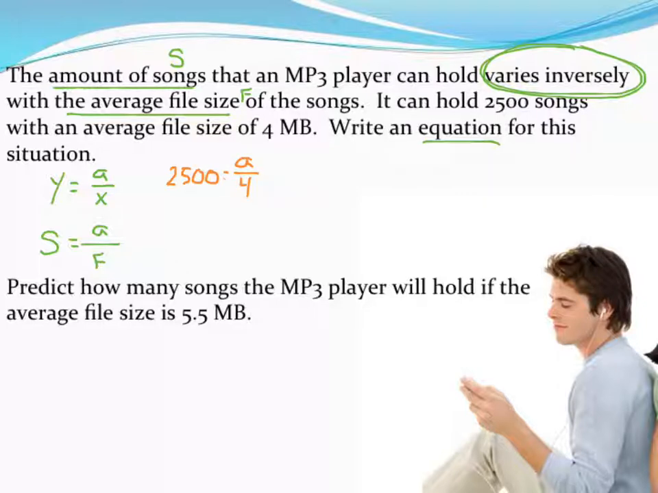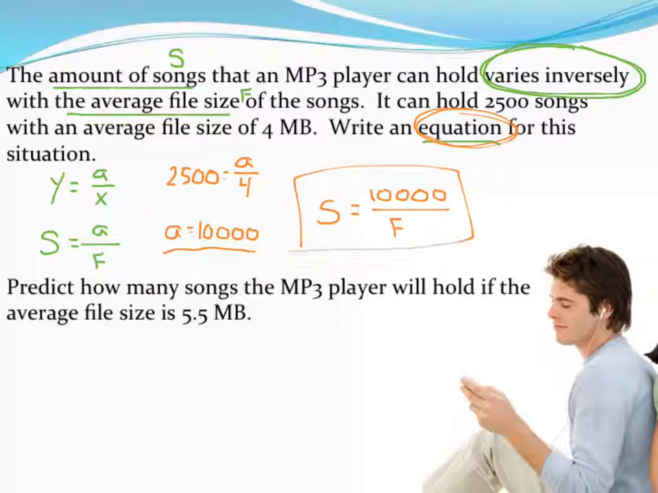So let's plug in the values they gave us, just like in the last example we looked at. Multiplying both sides by 4 gets me an a value of 10,000. Now remember, that's not your answer. They've asked for an equation, so this will be part of your answer, but not the equation itself. Your equation should have one and only one number in it, and that's the constant of variation. So the number of songs we can hold is equal to 10,000 divided by the average file size. So there's my equation, just like we did last time. Step 1 is done. For step 2 now, let's go ahead and use our equation.